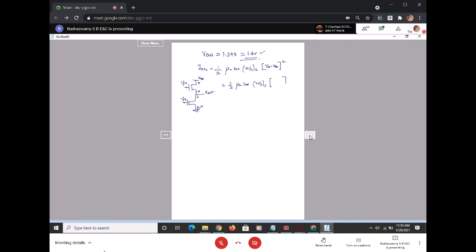Okay, and can I write it as something like VDS2 square? Yes or no? Can I write VB minus VTH whole square as VDS2 whole square? Yes or no?